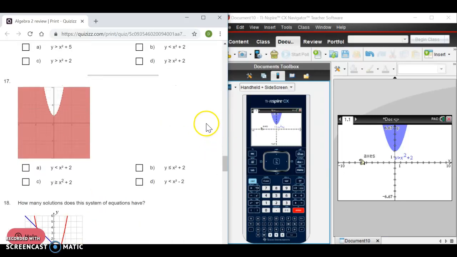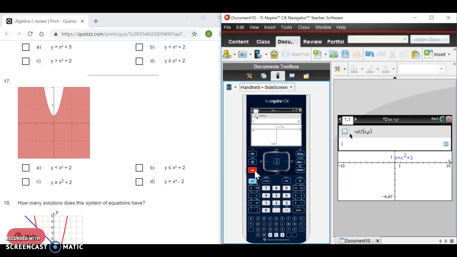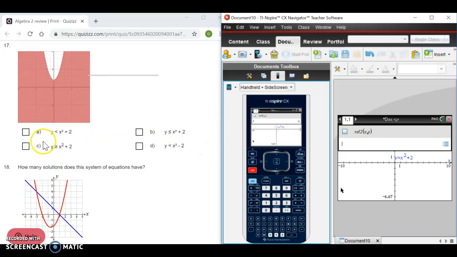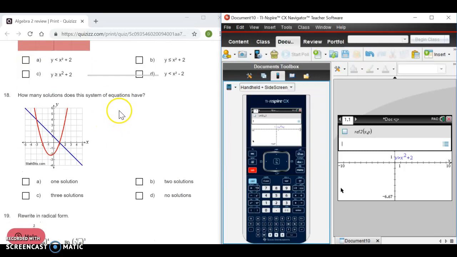Now, if you were to look at 17, it's very similar. You would go to your graphing calculator. I'm not going to do it here for you, but you would go back and do it again. You would press delete, bring it up again, and look to see which one of these answers would be the best answer. I would think it's probably A because it's up 2 again. It's kind of the same graph, but now it's shaded below, so it's less than. So A would probably be your best answer for number 17.